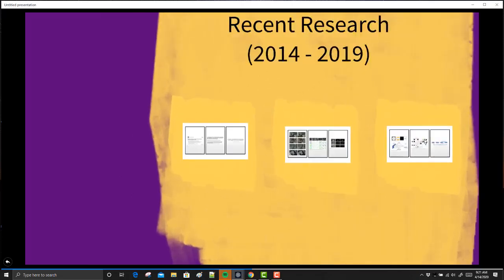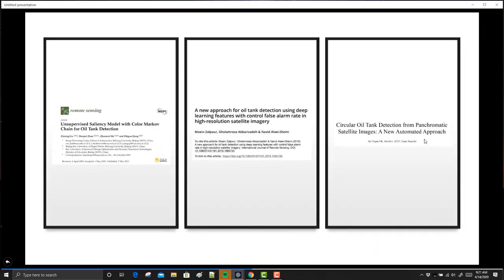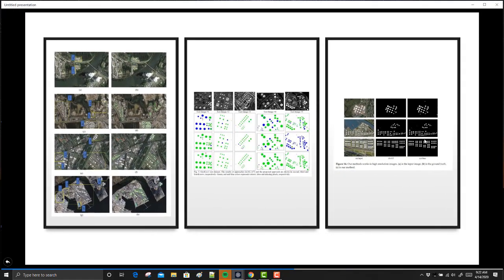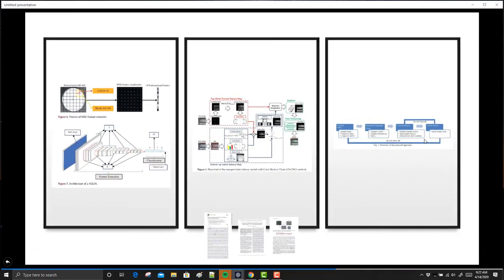So let's look at the latest publications on this topic. These three papers show the state-of-the-art in automated oil tank detection from satellite imagery. Two of these were published in 2019, one of them in 2014. These papers describe three different approaches to the same problem. These three images, one from each paper, show the results of how these three approaches achieve the same result: to identify and locate oil tanks. And these three images show overviews of the deep learning methods each paper takes to accomplish these goals. We're not going to go into detail on this, but as you can see, each paper takes a different approach.